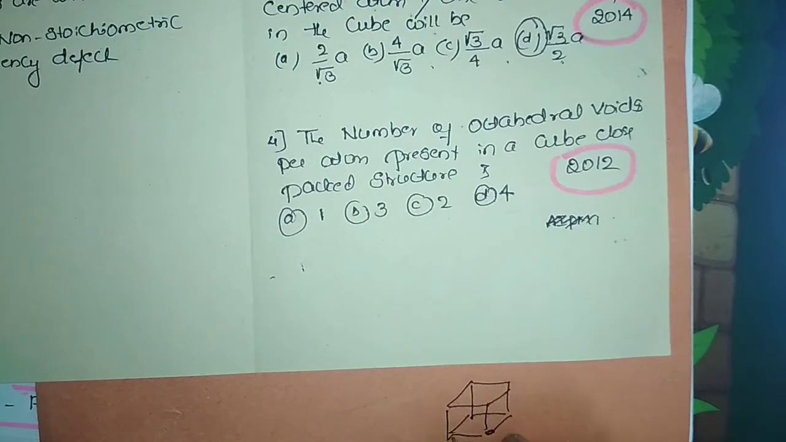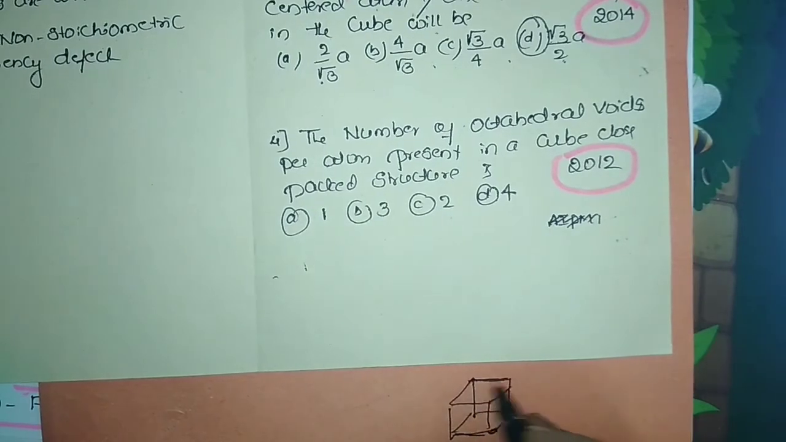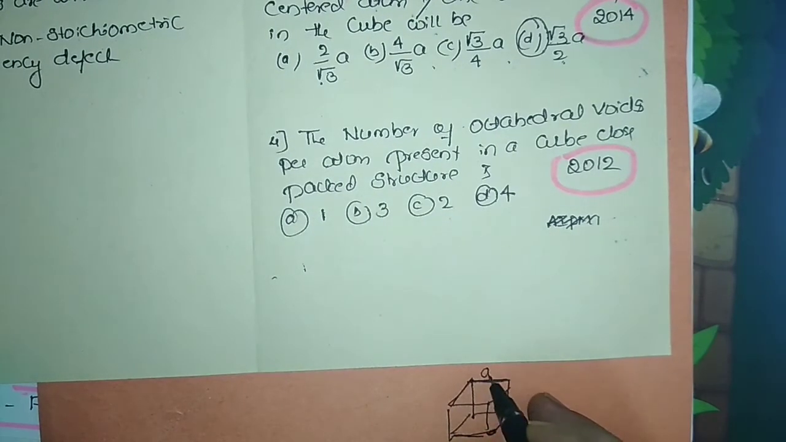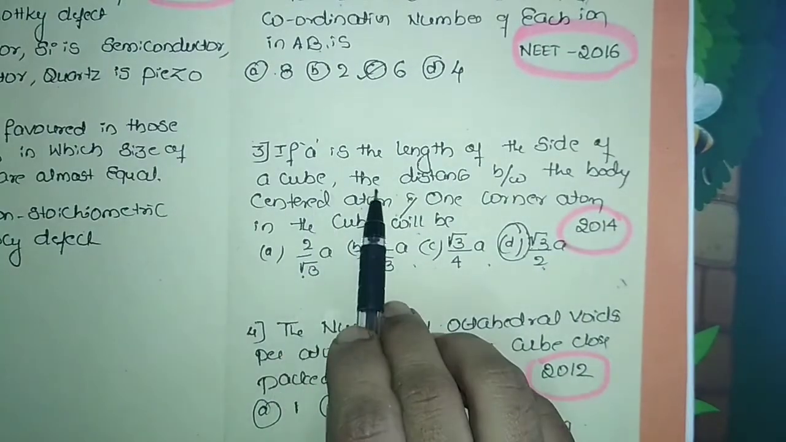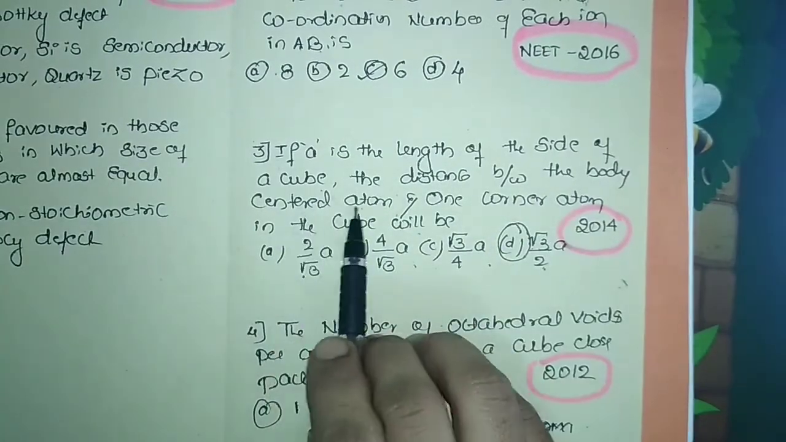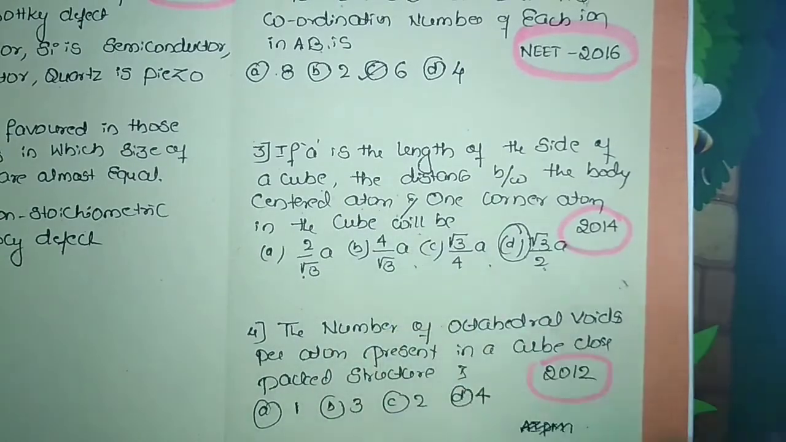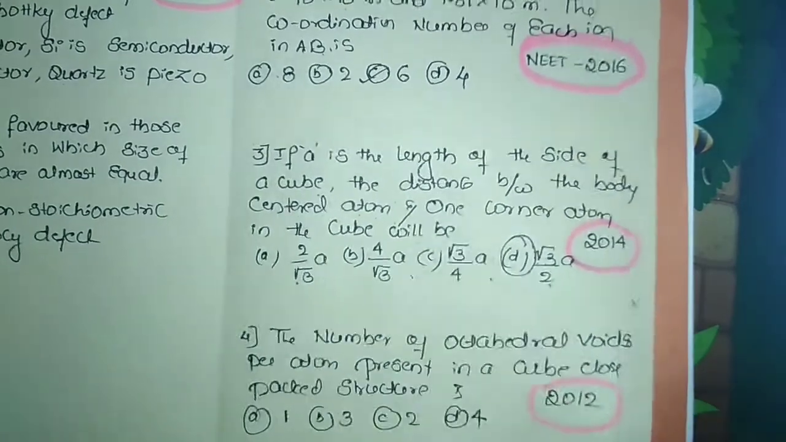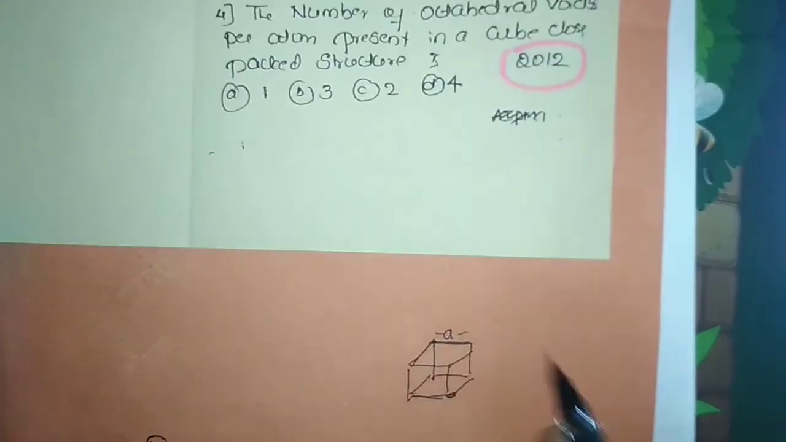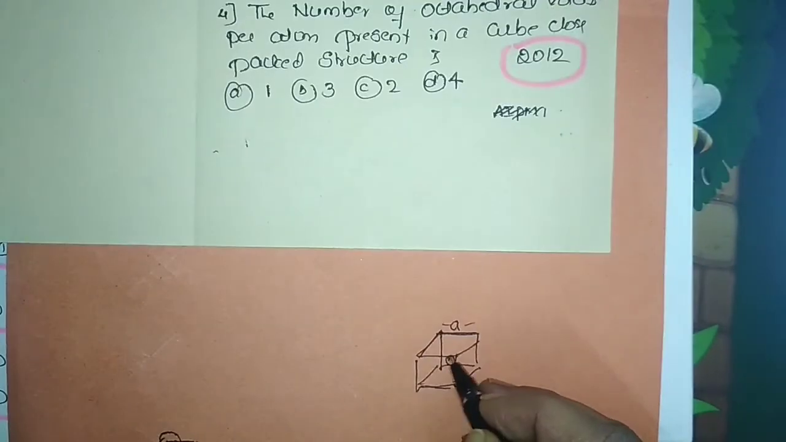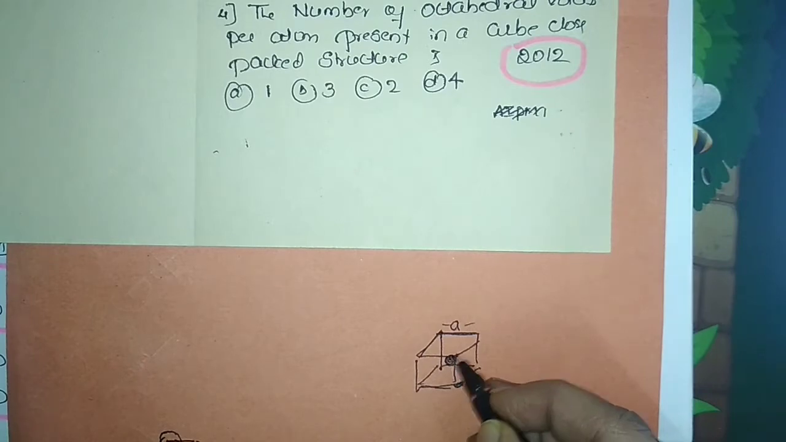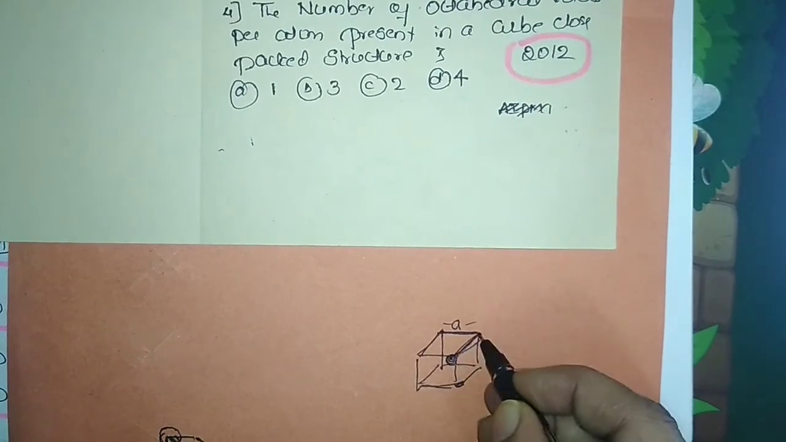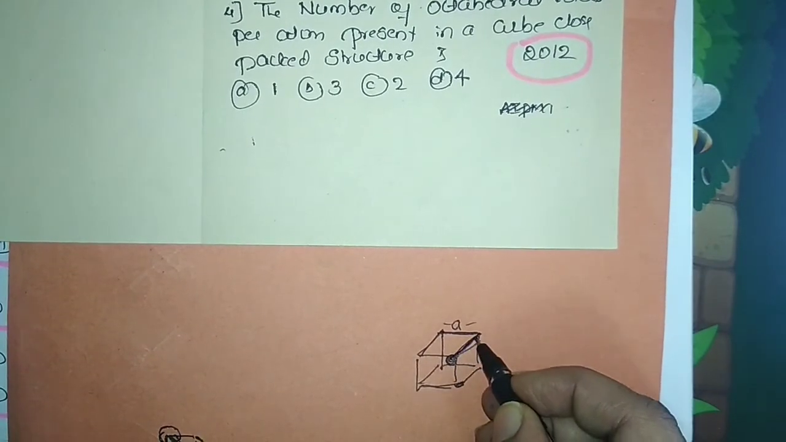We know that the condition for the cube is that all the sides are equal. Let us consider it as A. A is the length of a side of a cube. They are asking the distance between the body centered atom, that is in BCC, and the one corner atom.